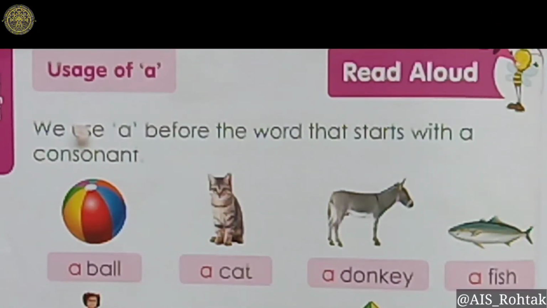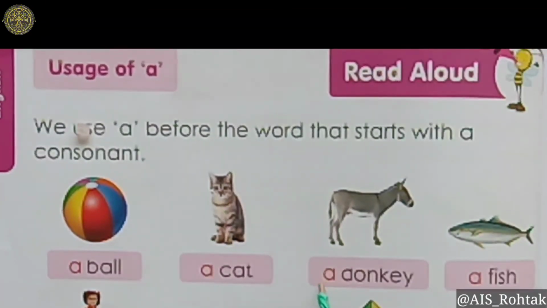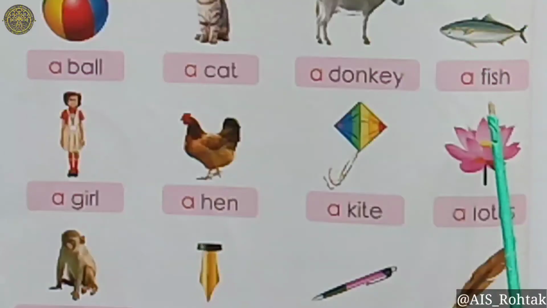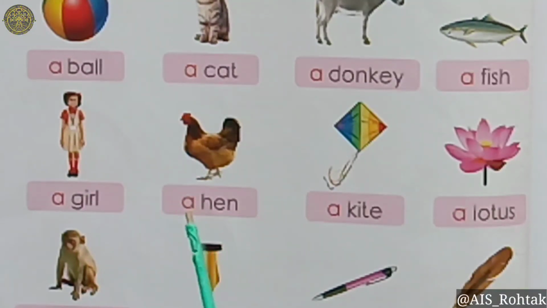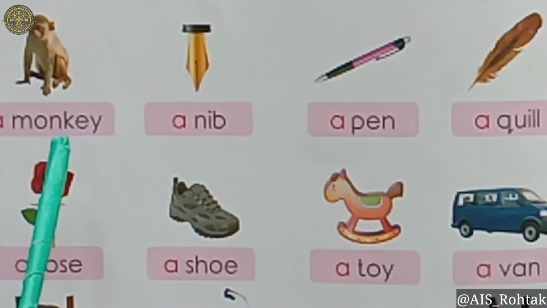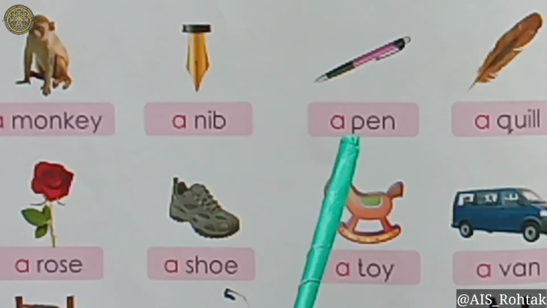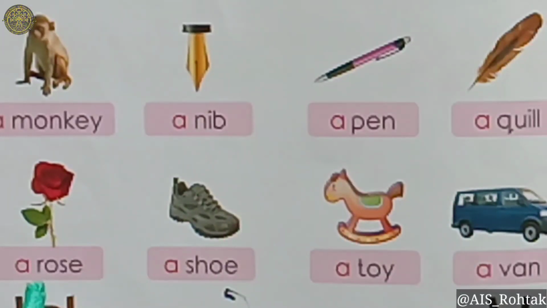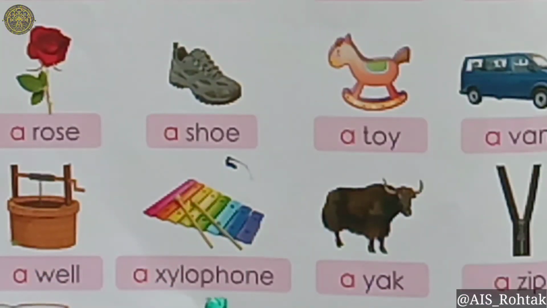Dear students, let's read uses of A from Tinker Book. We use A before the word that starts with a consonant. A ball, a cat, a donkey, a fish, a girl, a hen, a kite, a lotus, a monkey, a nib, a pen, a quill, a rose, a shoe, a toy, a van, a well, a xylophone, a yak, a zip.